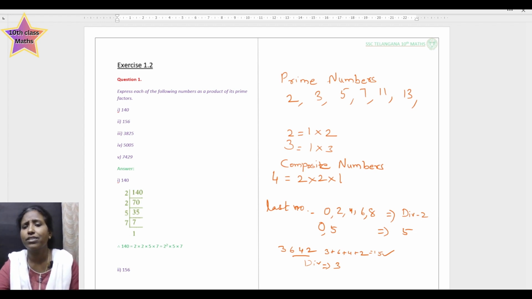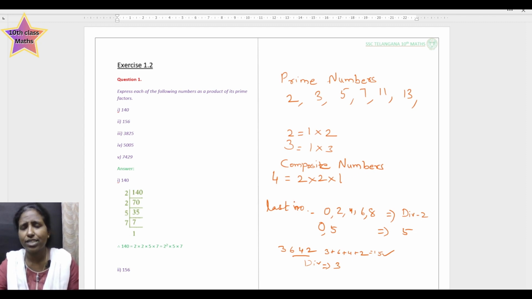Firstly, the divisibility test of 2: if the last digit is 0, 2, 4, 6 or 8, then it is divisible by 2. In these numbers, 140: the last digit is 0, so it is divisible by 2. 156: the last digit is 6, so that's divisible by 2. Like that you have to check. 3825: the last digit is 5. No, it is not divisible by 2. So we will go to 3.